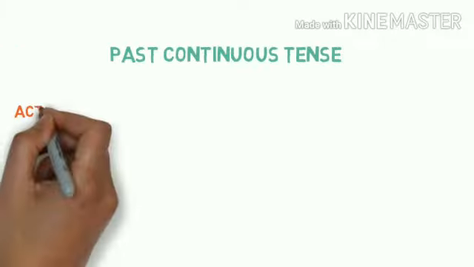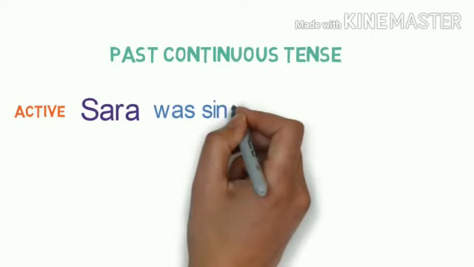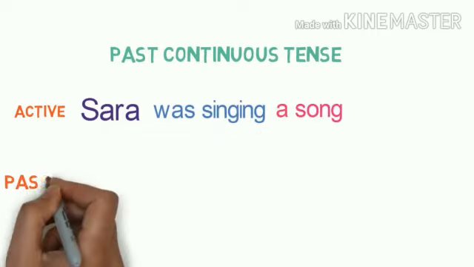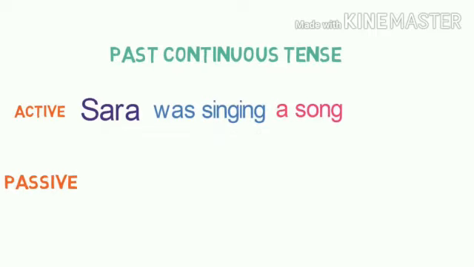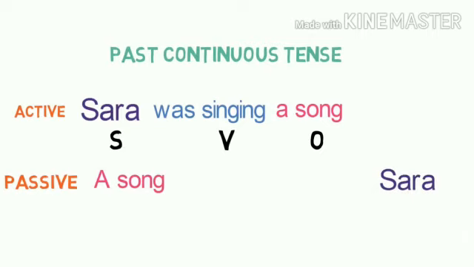Next, let's see an example of past continuous tense. Active sentence, past continuous tense: Sarah was singing a song. Passive sentence: firstly, to convert it into passive, we have to identify SVO, that is subject, verb and object. Here Sarah is the subject, singing is the verb, and a song is the object. Now let's swap the position of subject and object. As per the second step, here it will be a song, and at this position it will be Sarah.